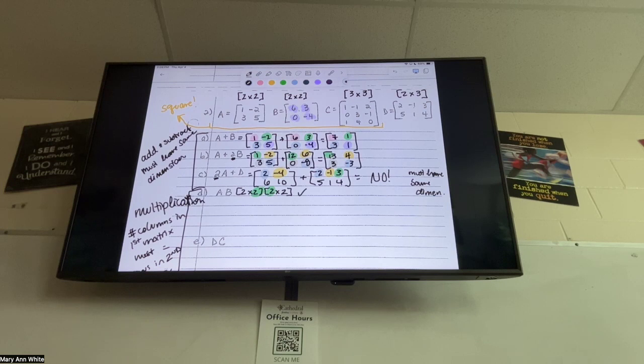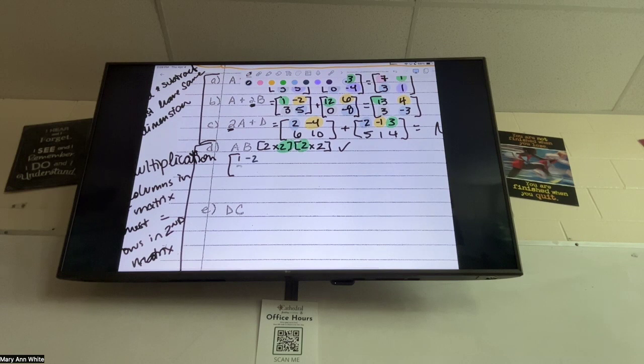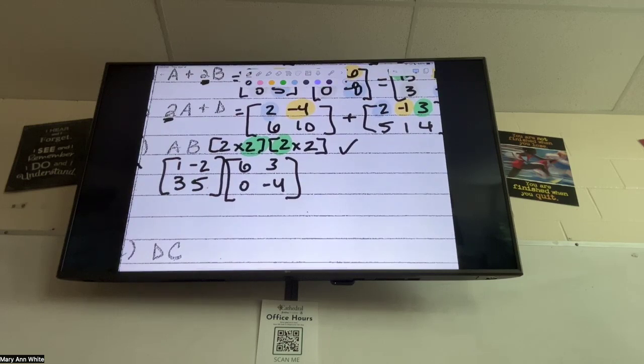And so we're going to work it out now, okay? Go ahead and rewrite A and B next to each other so that we can do this multiplication. 1, -2, 3, 5. 6, 3, 0, -4. In order to get the first row, first column, we're going to take the first row of the first matrix and the first column of the second matrix.